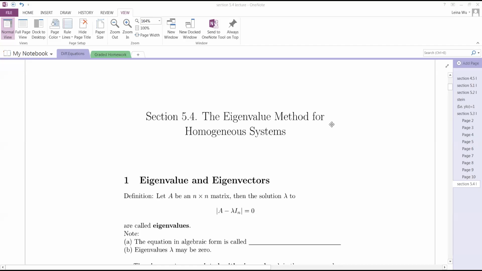Can you see the screen? Yep. Okay, eigenvalue, right? Good.